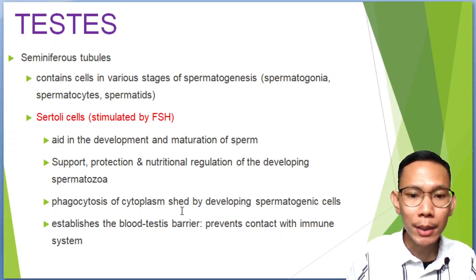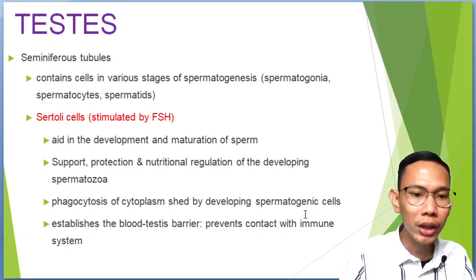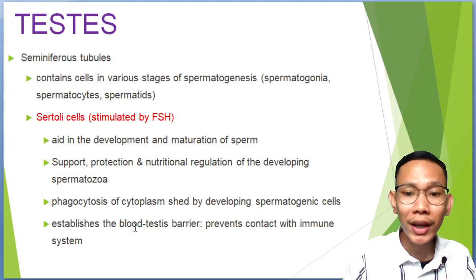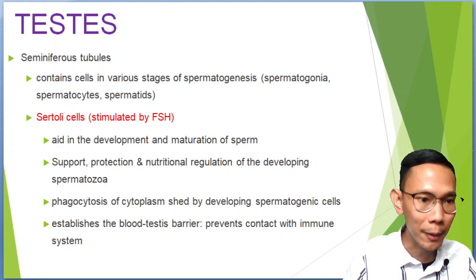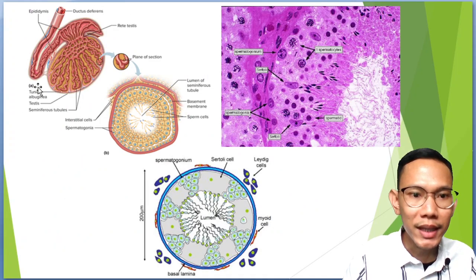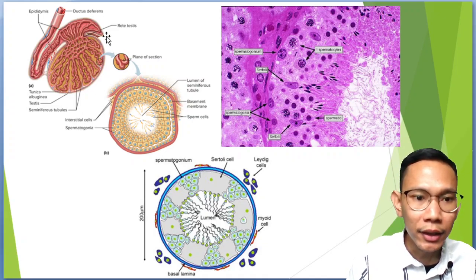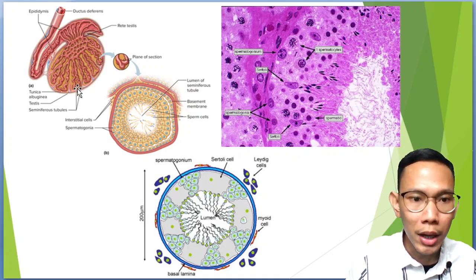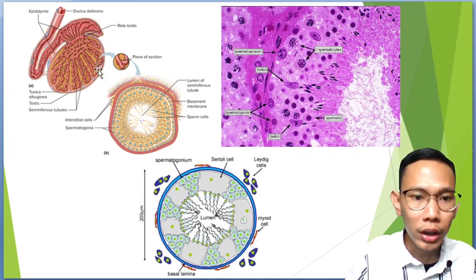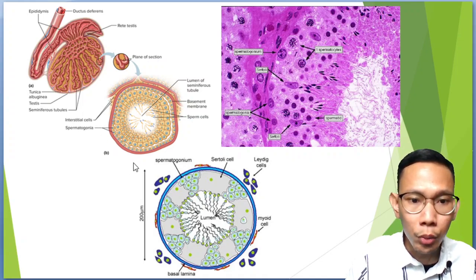Phagocytosis of your cytoplasm shed by developing spermatogenic cells, and establishes the blood-testis barrier which prevents the contact with the immune system. So this is what we're talking about. This is our testis. Your testis is composed of seminiferous tubules. These are the convoluted tubules here. This is your seminiferous tubules. When we cut off or cross-section our seminiferous tubule, this is what it looks like.